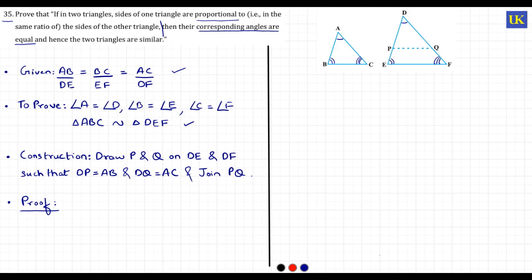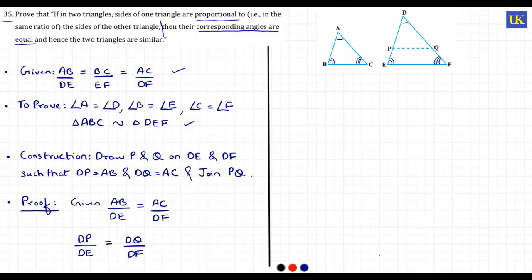And now we'll start with the proof part. So what we have in the given is AB upon DE is equal to AC upon DF, right? So we have written it. Okay, so now we can write it like this also: DP upon DE is equal to DQ upon DF.